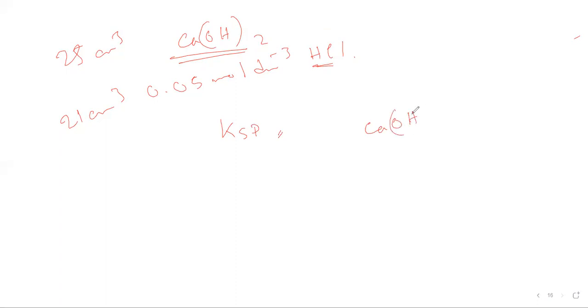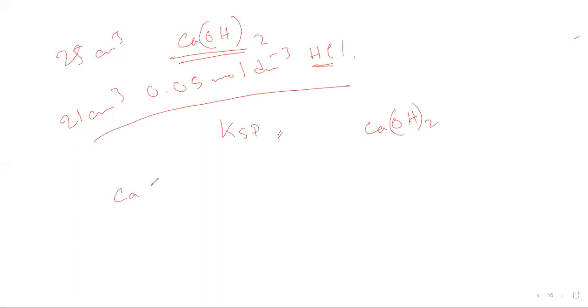They're asking us to find the KSP value for this salt, Ca(OH)2. Now, obviously, they haven't given us much information because they haven't given us the concentration of the Ca(OH)2 which has been used here. So we need to work it out from this HCl part.